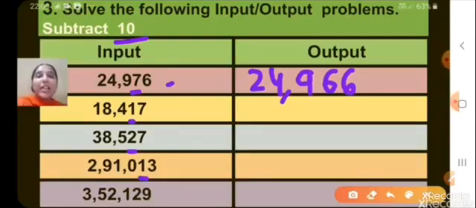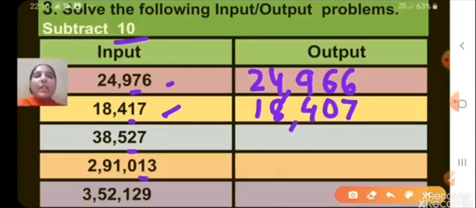Suppose you have to subtract 100, then you would subtract 1 from the digit at the hundreds place. Got it? Suppose you have to subtract 1000, then you have to subtract only 1 from the digit which is at the thousands place. Got it? So let's move to the next number now, which is 18,417. So now you have to subtract 10. So look at the digit at the tens place. What is the digit at the tens place? 1. So 1 minus 1, what will you get, children? 0. And 7 we write as it is. So what will be in the output column? 18,407.